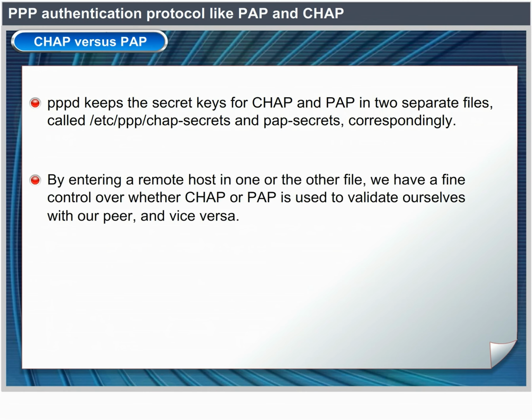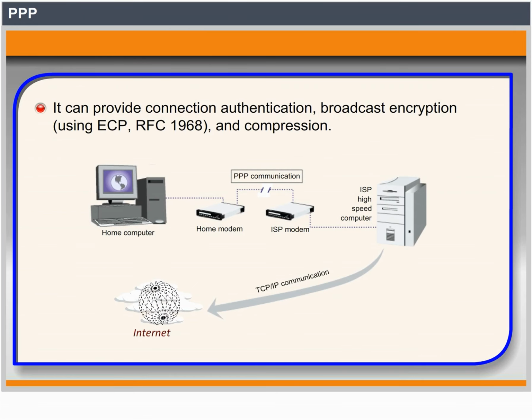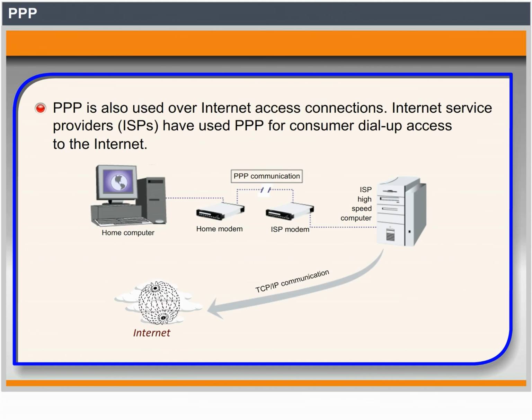Point-to-point protocol. In computer networking, point-to-point protocol or PPP is a data link protocol used to establish a direct connection between two nodes. It can provide connection authentication, transmission encryption using ECP, RFC 1968, and compression. PPP is used over many types of physical networks including serial cable, phone line, trunk line, cellular telephone, specialized radio links, and fiber optic links such as SONET. PPP is also used over Internet access connections. Internet service providers or ISPs have used PPP for customers' dial-up access to the Internet.